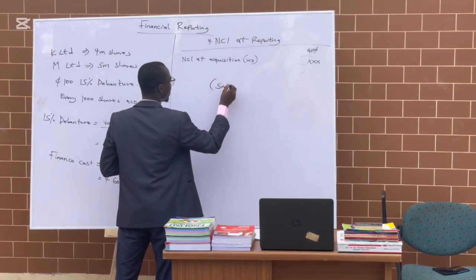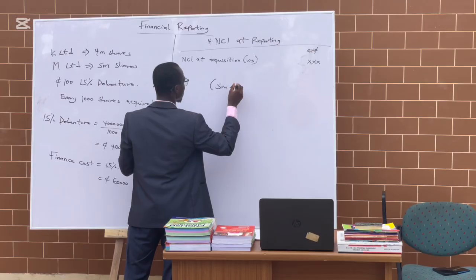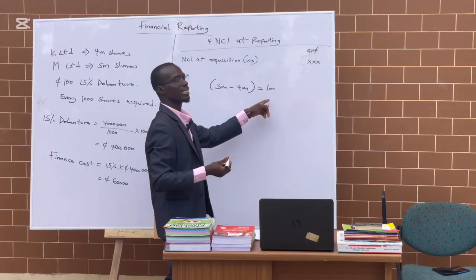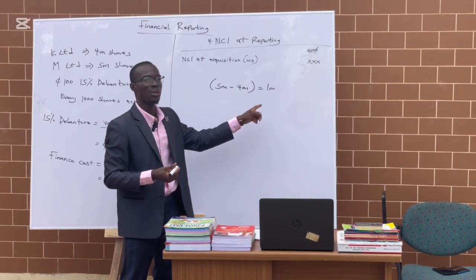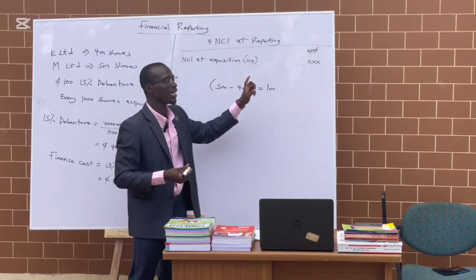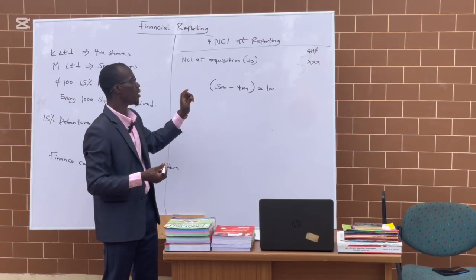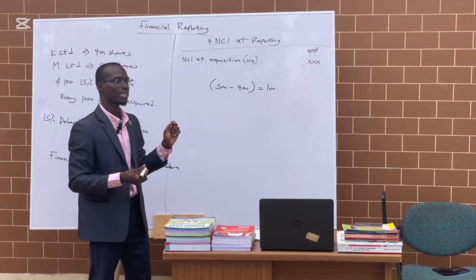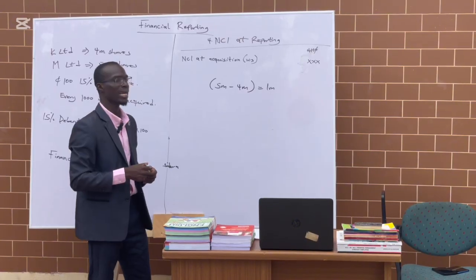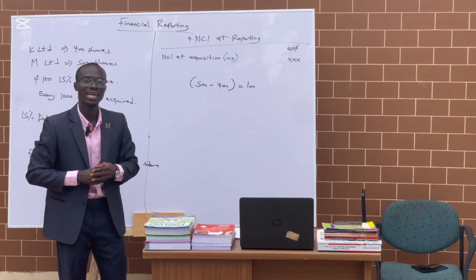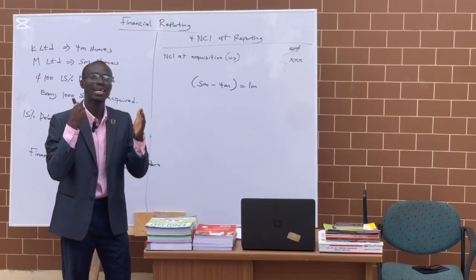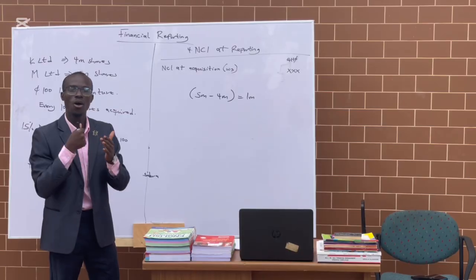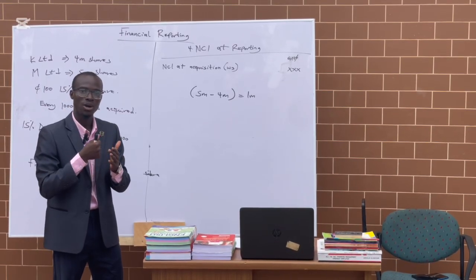Let's say the total number of shares was 5 million. Then the parent has acquired 4 million, so it is left with 1 million shares. This 1 million shares is how the parent is valuing the NCI. If you want to know the amount, anytime they value the NCI through the number of shares, we need to multiply the shares remaining by the share price of the subsidiary.